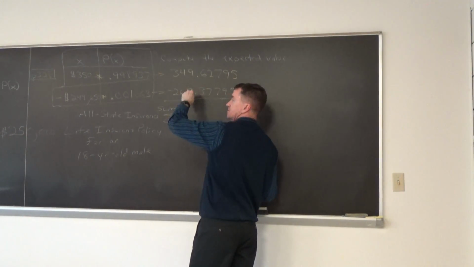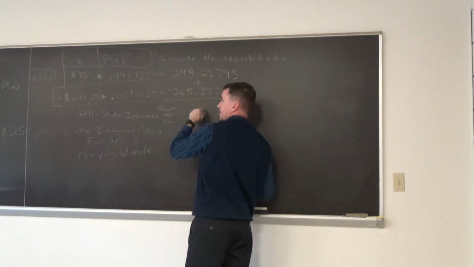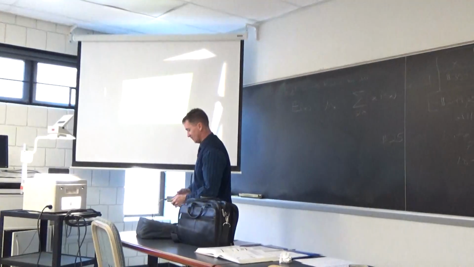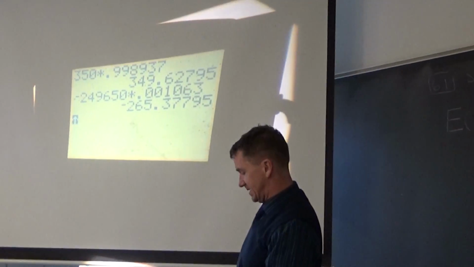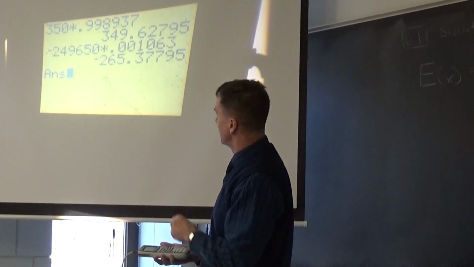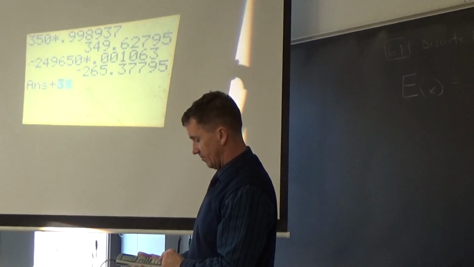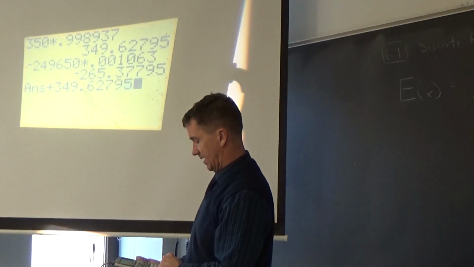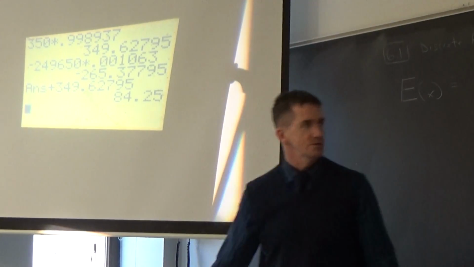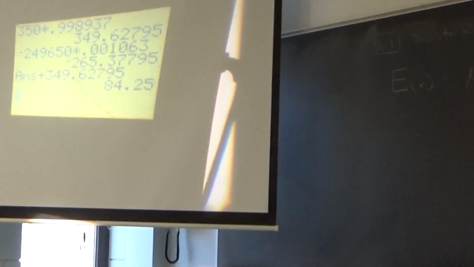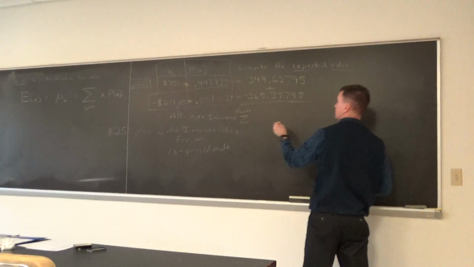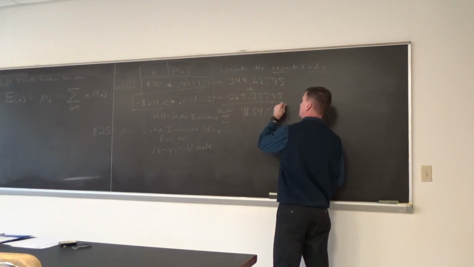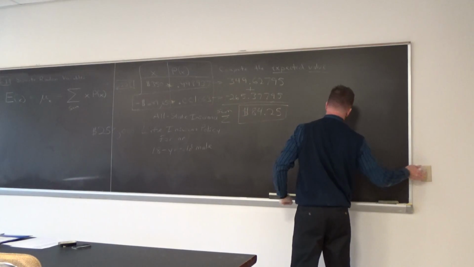And what am I going to do with these two? Add them. This answer better be positive, right? I hope so. So, all right, what's my last answer? Remember the answer button? What's my last answer plus that 349.62795. $84.25. That's the expected value. $84.25. There we go.